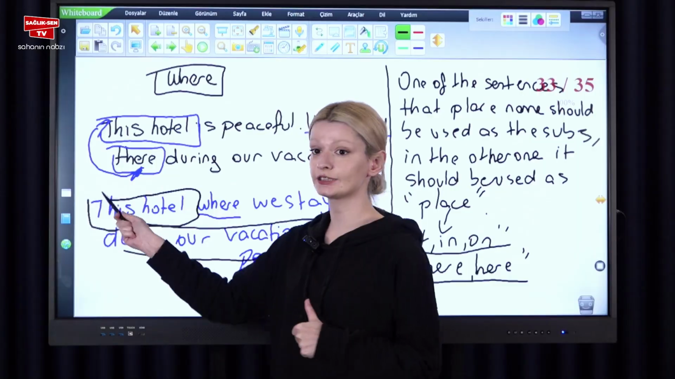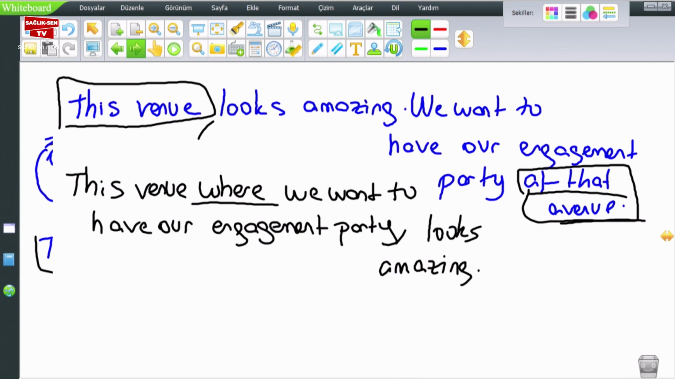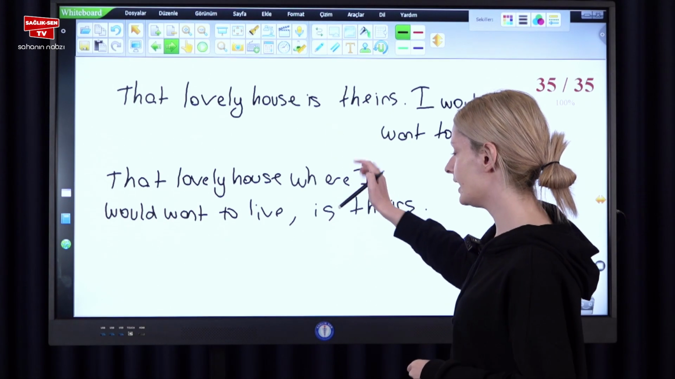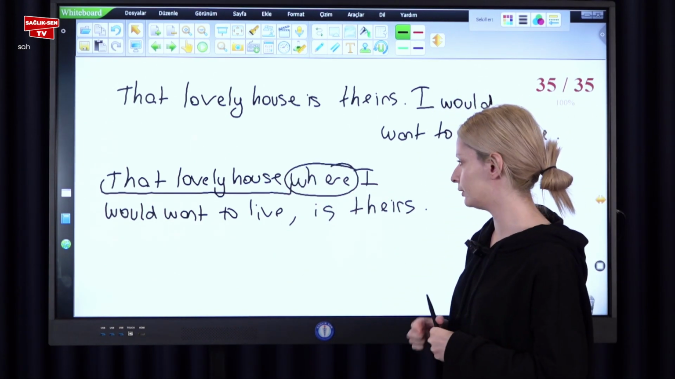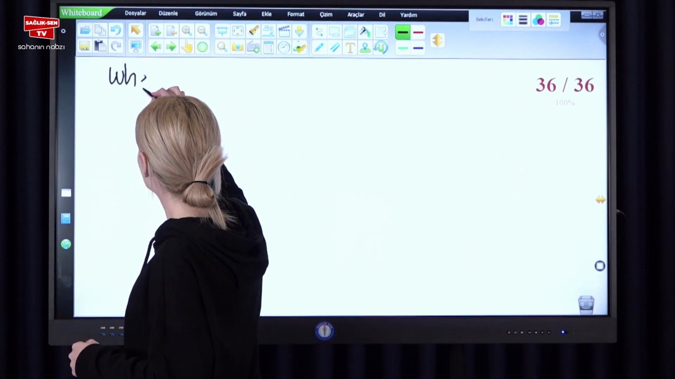I started with what is common, and then right after my relative pronoun, I have to go on with the sentence that has the place meaning, and when it's done, you have to continue where you left. This venue looks amazing. We want to have our engagement party at that venue. As you can see, we have a preposition here that indicates place. This venue where we want to have our engagement party looks amazing. That lovely house is theirs. I would want to live there. That lovely house where I would want to live is theirs. After what is the same in those sentences, I put the correct relative pronoun and I went on where I left. Now it comes to when.